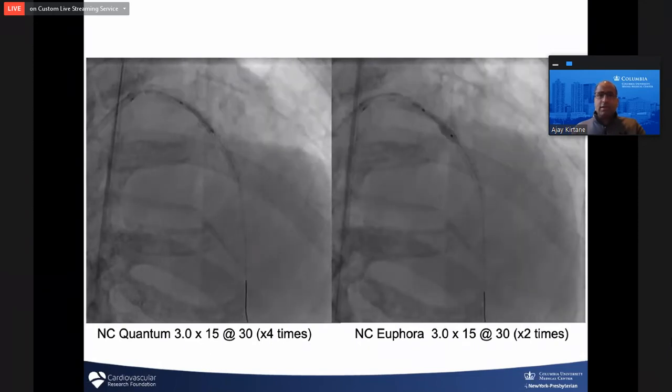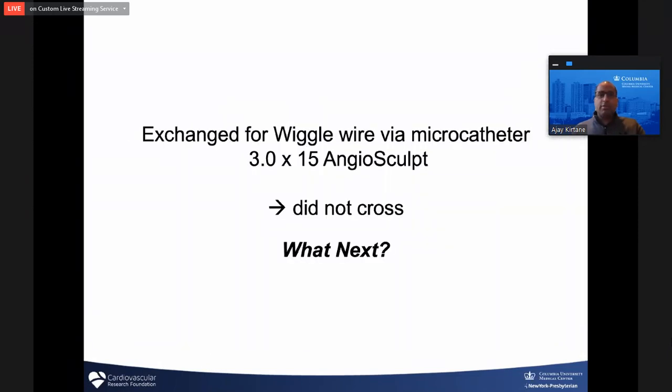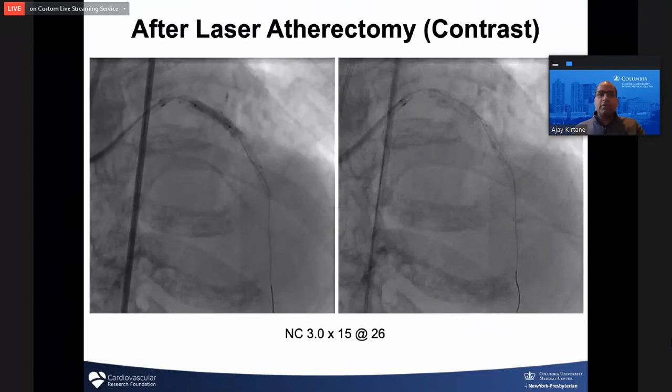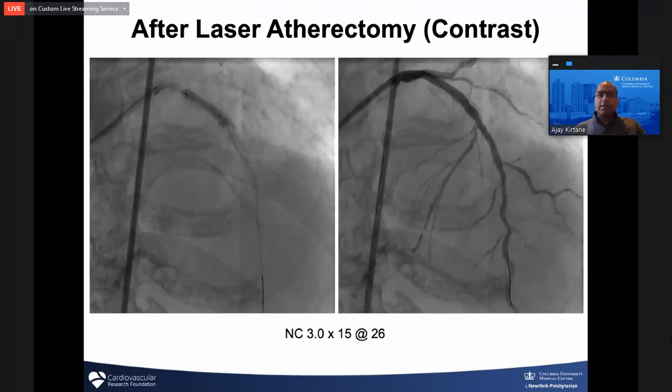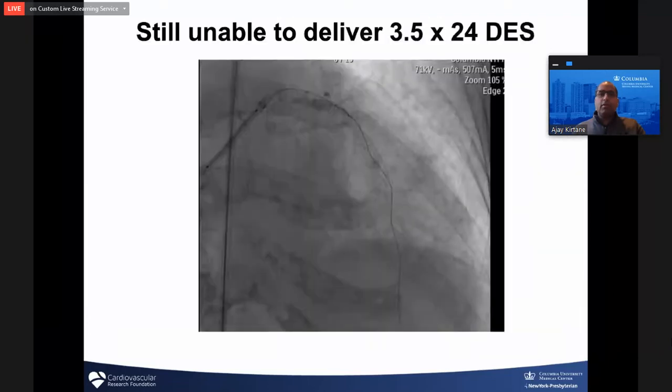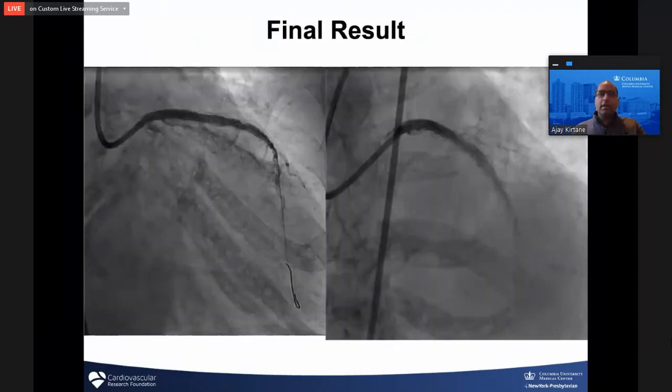Obviously, there are techniques to deal with this. And in this particular case, what we ended up doing is trying specialty balloons and ultimately did laser. And with that, we were able to expand the stent. We were able then to deliver a stent and treat the case successfully in the end.